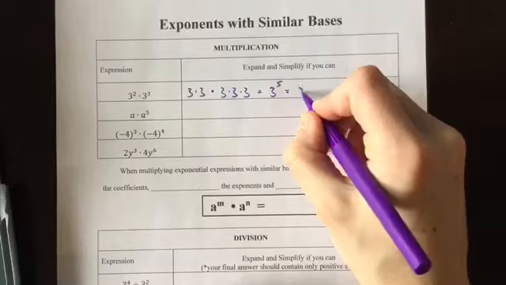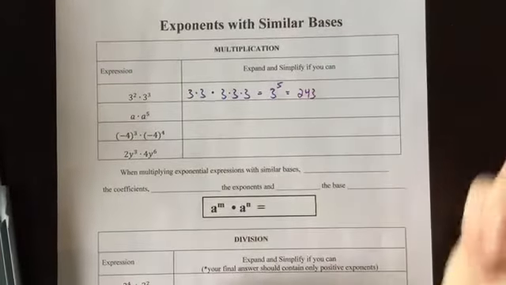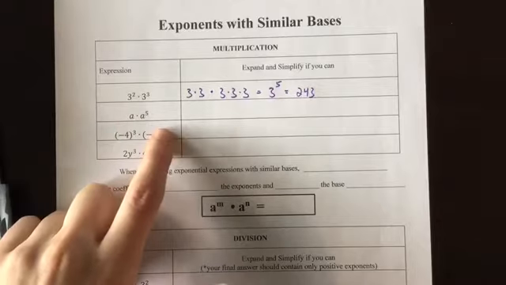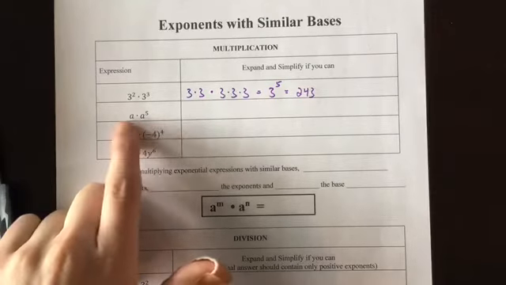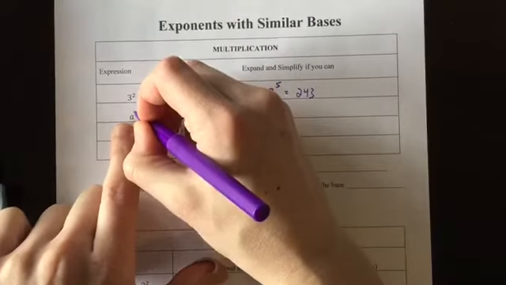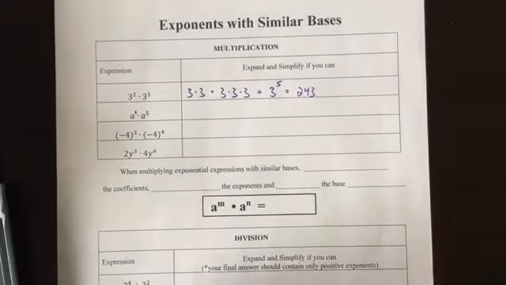It's 243, and that would be our answer, fully simplified. With our next expression, a times a to the 5th, I want us to think about, well, what's the exponent on that first a? It's just a 1. Write that in with me. That's going to be important as we go to make a connection later on.